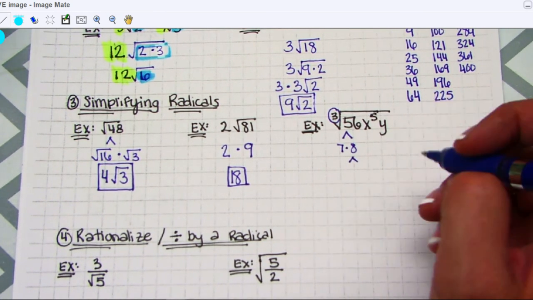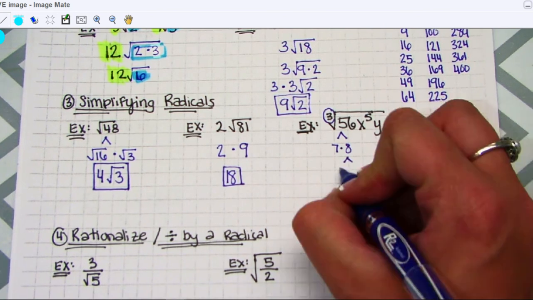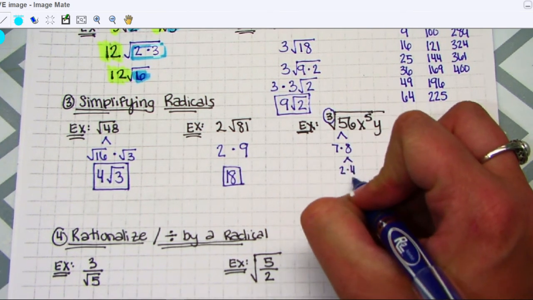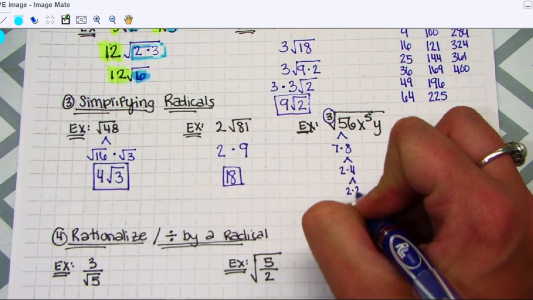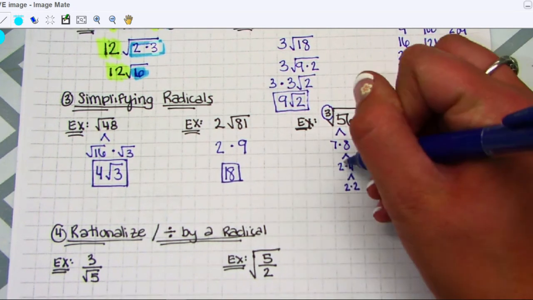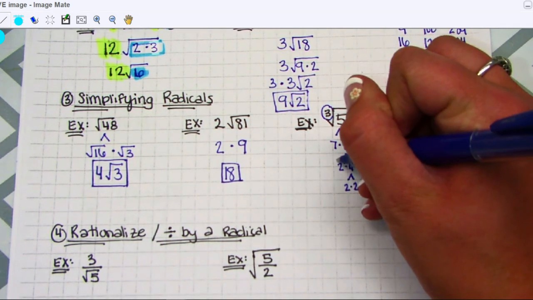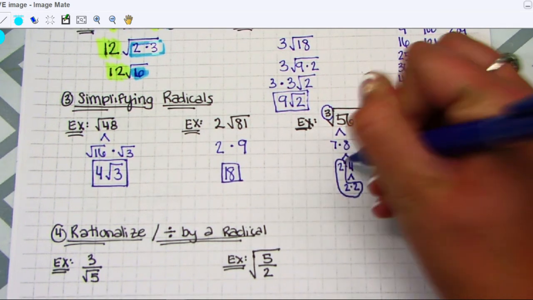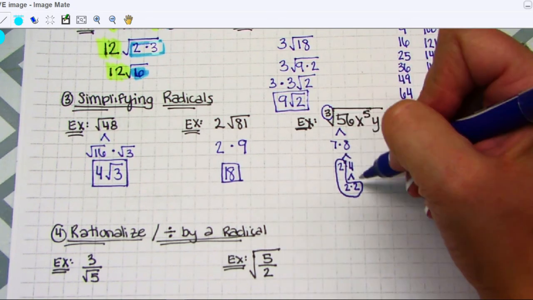What times what? 2 times 4. And then 2 times 2. Now, the way that you simplify a cube root, if you were going to do square roots, you would look for 2's. Cube roots, you have to match in groups of 3. So I have 3 2's. Since it's a cube root, I have to match in groups of 3.